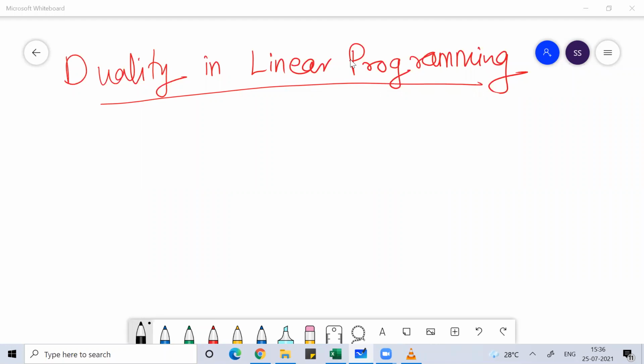So the BigM method is employed only in one case: we use the BigM method when the constraints have a greater than or equal to sign. Because if the constraints have a greater than or equal to sign, then you need to use a negative slack variable. And if you have to use a negative slack variable, you cannot allow it to be part of the initial iteration table, because it will not give you the feasible solution.